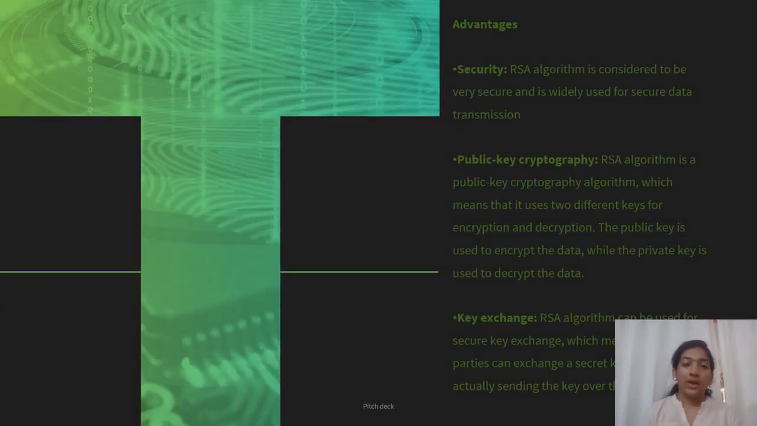Talking on advantages, the first one is security. RSA algorithm is considered to be very secure and is widely used for secure data transmission. The second one is public key cryptography. RSA uses two different keys for encryption and decryption, that is public key and private key respectively. The third one is key exchange. It is used for secure key exchange, that is, two parties can exchange a secret key without actually sending the key over the network.